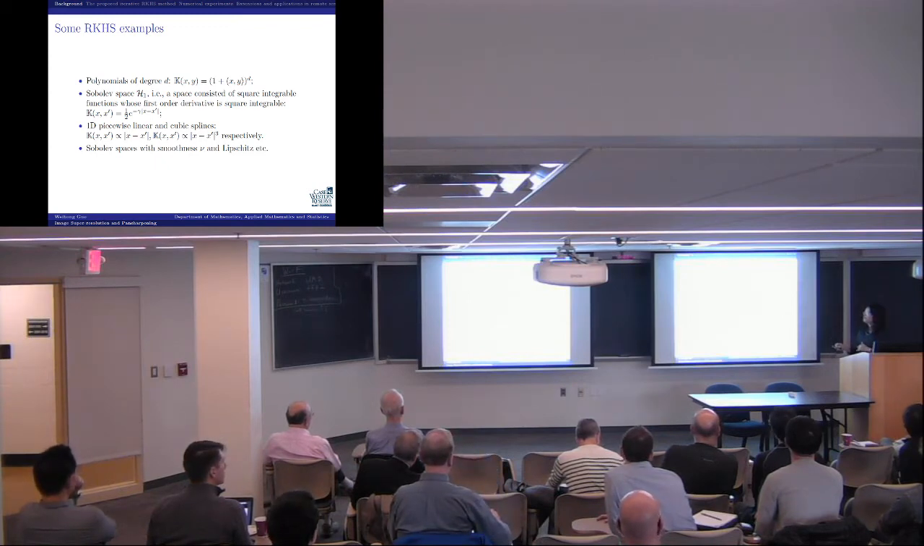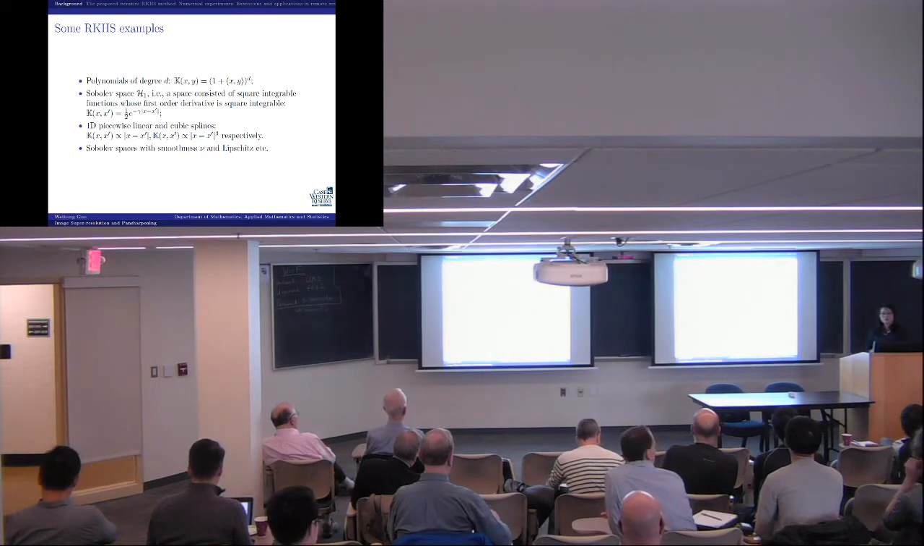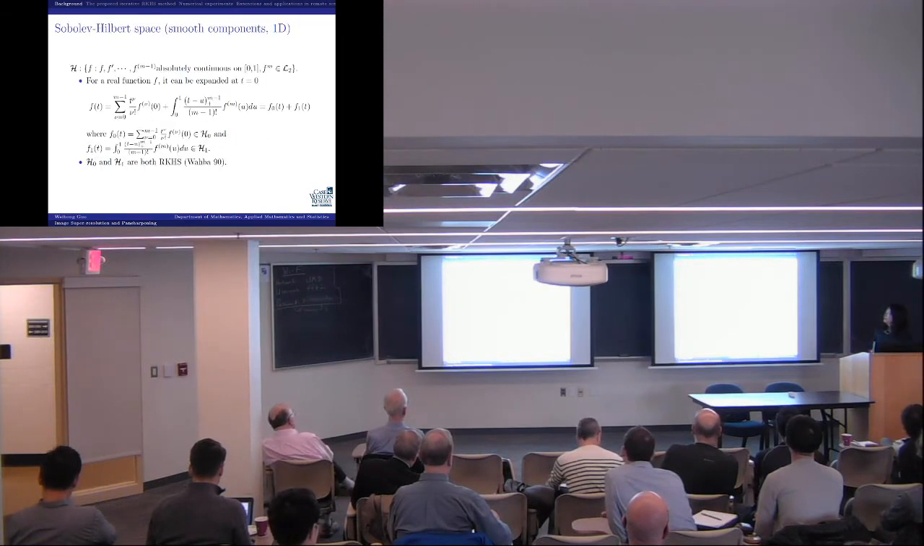Or if you don't want to be too smooth, then you could choose the kernel to be defined like this. Then you're going to get a Sobolev space. So it's very flexible. We like it because you have a lot of flexibility. And the computation is done only based on the kernel. You don't have to worry about how to find eigenfunctions. So we're going to look at, just to give you one example.